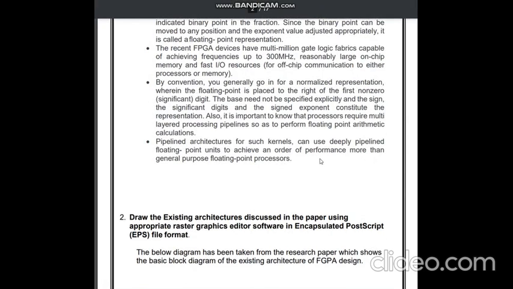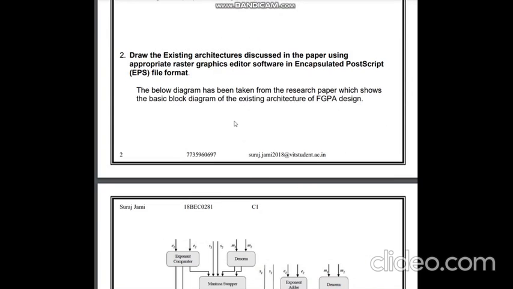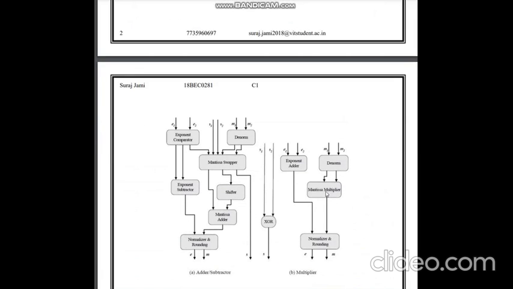Let's go to the next question: draw the existing architectures discussed in the paper using an appropriate raster graphics editor in encapsulated PostScript (EPS) file format. The diagram below has been taken directly from the research paper, and shows the basic block diagram of the existing architecture of the FPGA design. I have gone through the research paper a couple of times so that I can answer these questions easily.